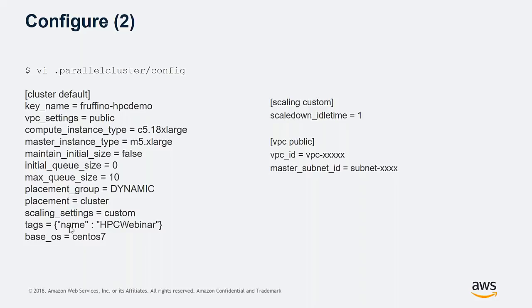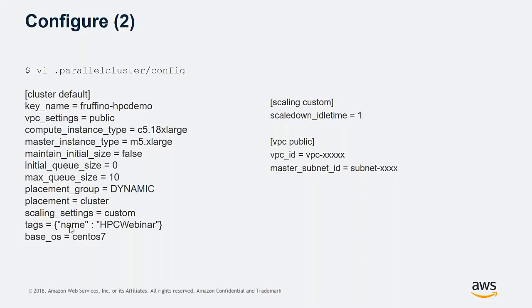Then you can select the placement group. As you know, for tightly coupled type of application, it's very important to run on a cluster placement group. And if I select this as dynamic, that means that for every job I submit, parallel cluster will automatically create a cluster placement group for me.